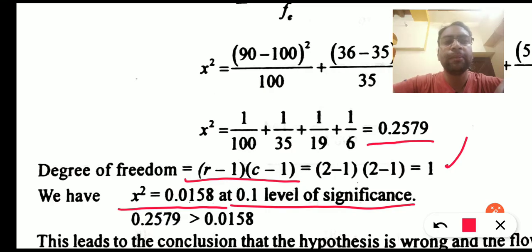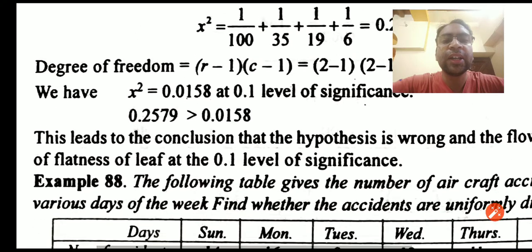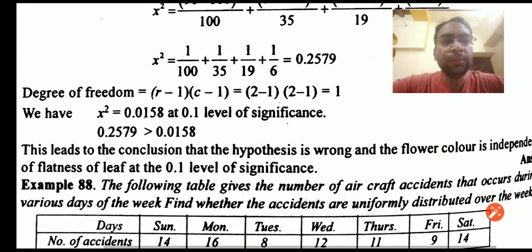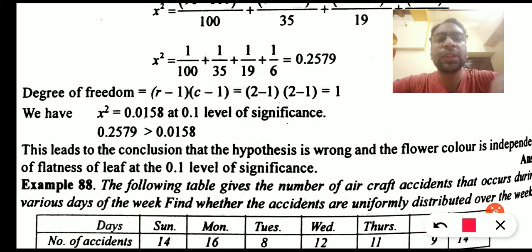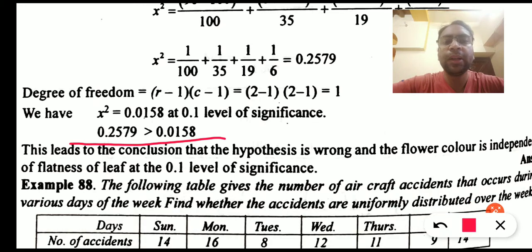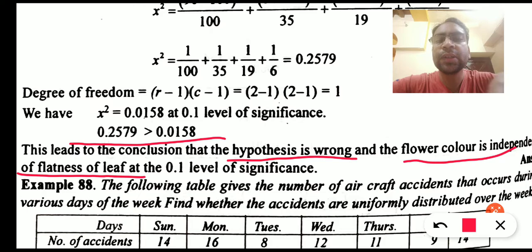Now just by comparing these two values, we can see that our calculated value, 0.2579, is greater than the standard value, that is 0.0158. Whenever the calculated value is greater than the standard value, the hypothesis is rejected. So we'll reject the hypothesis, and we can see that the flower color is independent of the flatness of leaves.